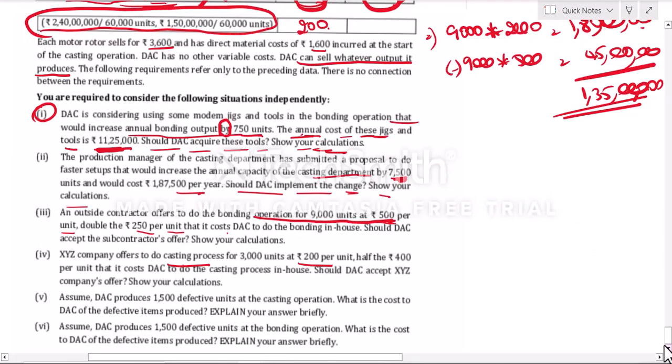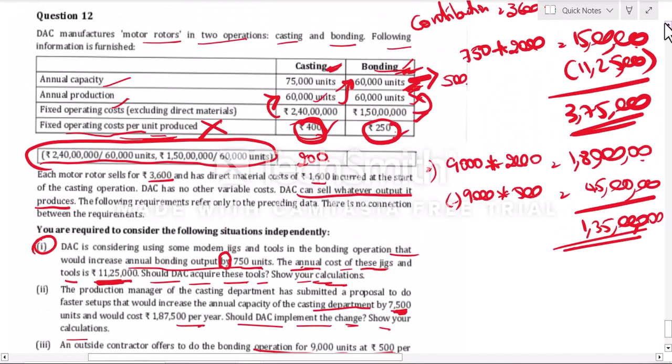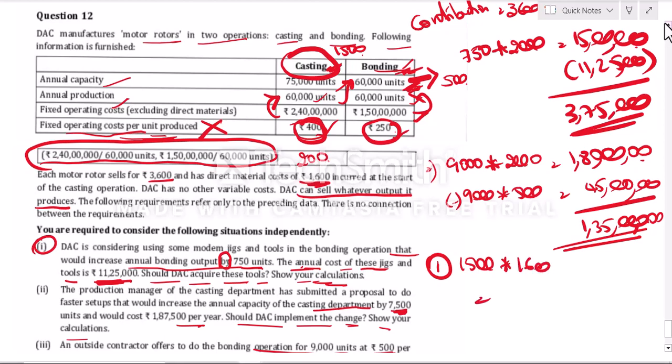Next, assume DAC produces 1500 defective units at casting operation. What is the cost to DAC of defective items produced? Explain your answer briefly. First thing, at this stage they have produced 1500 defective products, it seems. So they are asking what is the loss for us. First loss, material cost. So 1500 into material cost. What is the cost? 1600. So what is the total amount? 1500 into 1600, 24 lakhs will be the cost.